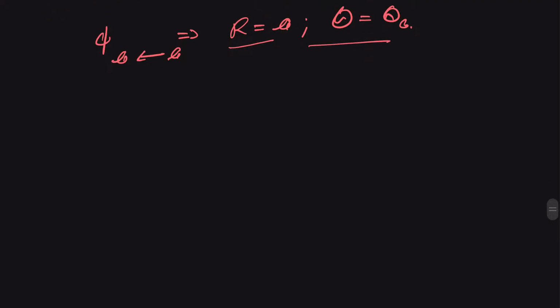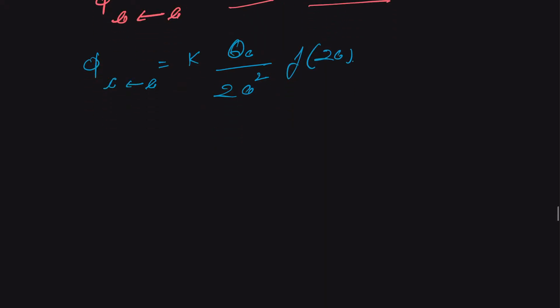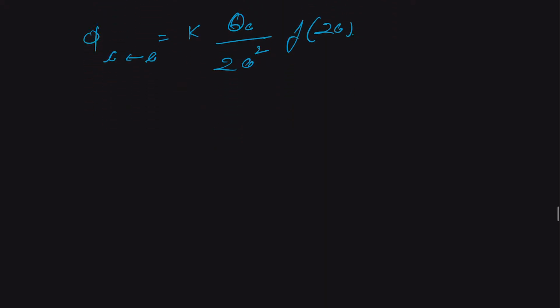So we get this as phi at A because of its own, we get this as K QA upon 2A square and function of 2A. And then we come to our second part.